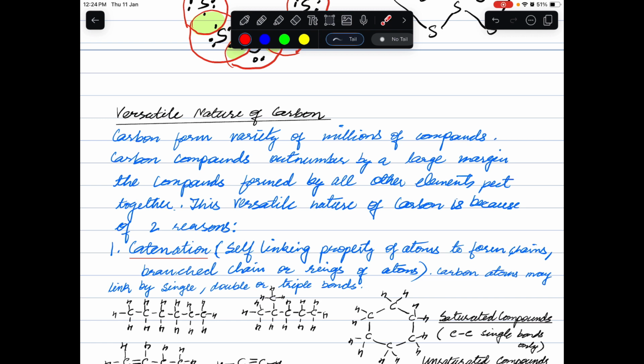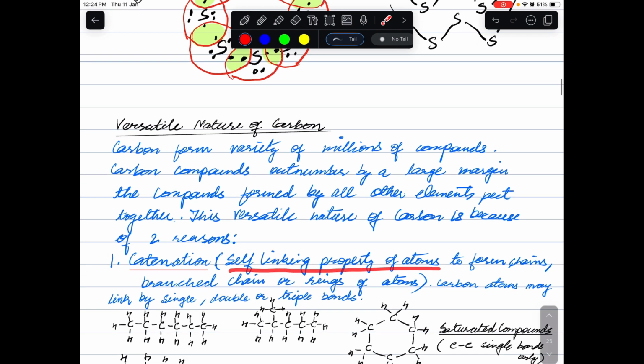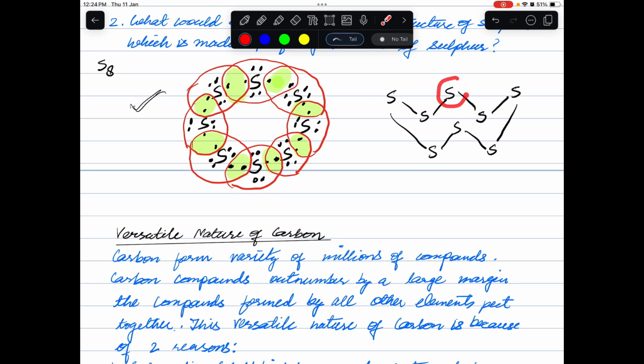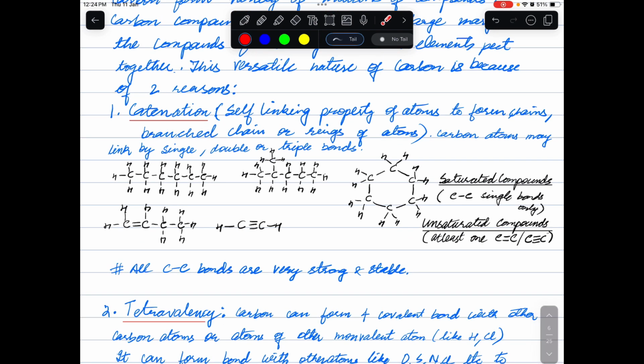But the question arises, why? This versatile nature of carbon is because of 2 reasons. First reason is catenation. What is catenation? Self-linking property of atoms. Have a look here in the S8. 1 sulfur atom is connected to 2 sulfur atoms, and in doing so, we are having a ring of 8 sulfur atoms. So here maximum 8 sulfur atoms are connected end to end. But in case of carbon, we can connect a very large number, that is 100 of carbon atoms, to form a chain of carbon atoms or branch chain of carbon atoms or a ring of carbon atoms.